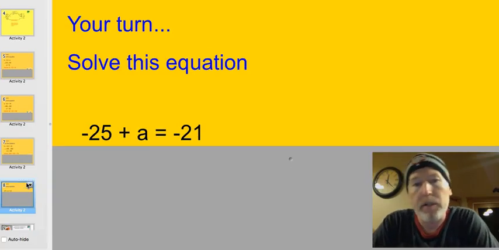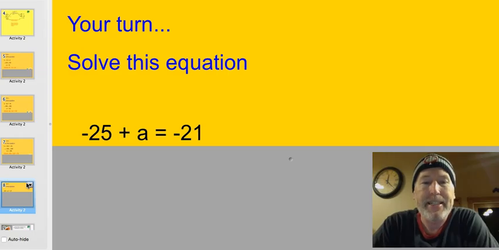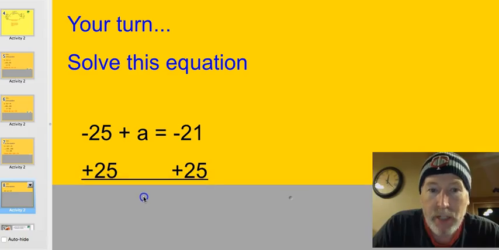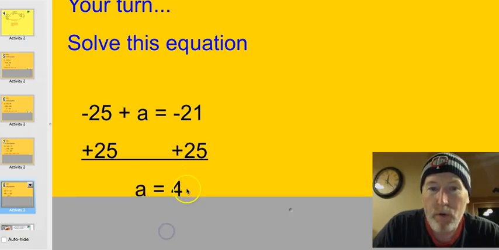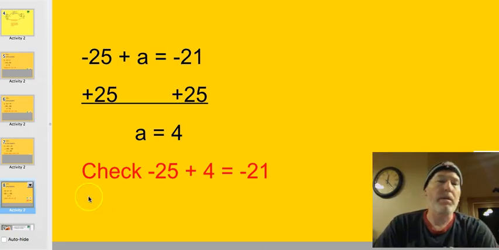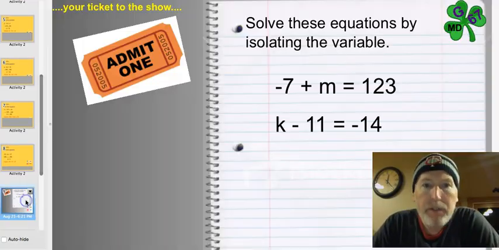Here's a little tricky one. See if you can figure this one out. All right, let's see how you did. Did you add 25 to both sides? You have to get rid of the minus 25. And when you do that, you end up with a equals 4. Let's see if it makes sense. Negative 25 plus 4, negative 21. Yes, good work.